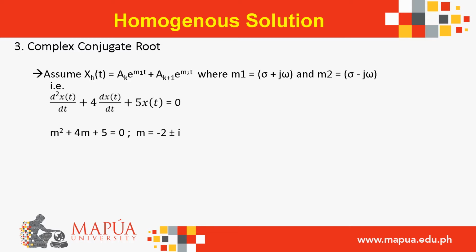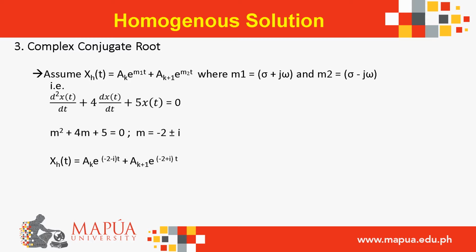For instance, if we're given an equation x double prime plus 4x prime plus 5x is equal to 0, we will obtain m squared plus 4m plus 5 equal to 0. Using the quadratic formula, we will get roots of -2 plus or minus i. Plugging the values of m into the assumed homogeneous solution, we will get a sub k e raised to (-2 minus i)t plus a sub k plus 1 e raised to (-2 plus i) multiplied by t.